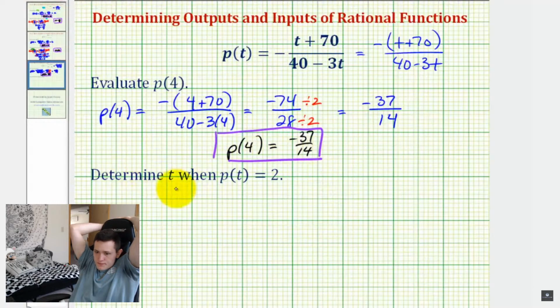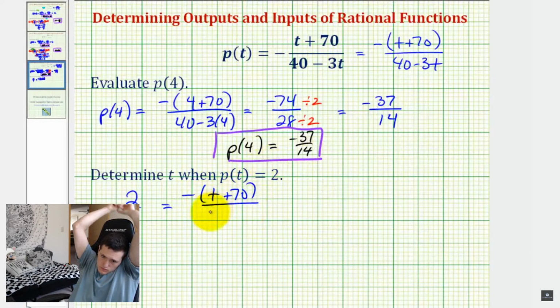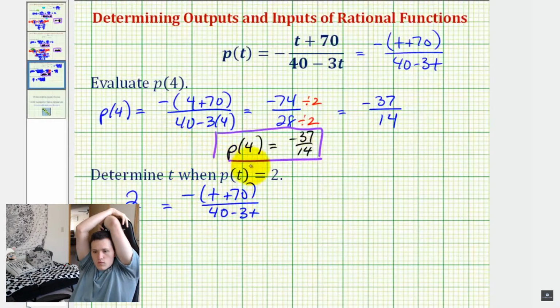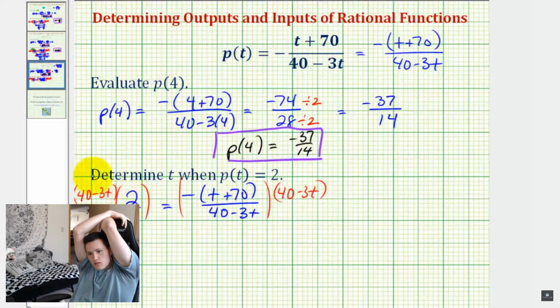And then finally we're asked to determine t when P of t equals 2. So we'll substitute 2 for P of t, giving us the equation 2 over 1 equals, I'm going to use this form again, the opposite of t plus 70 divided by 40 minus 3t. And again, we can cross multiply or multiply both sides of the equation by 40 minus 3t. On the left, we distribute, we would have 80 minus 6t.